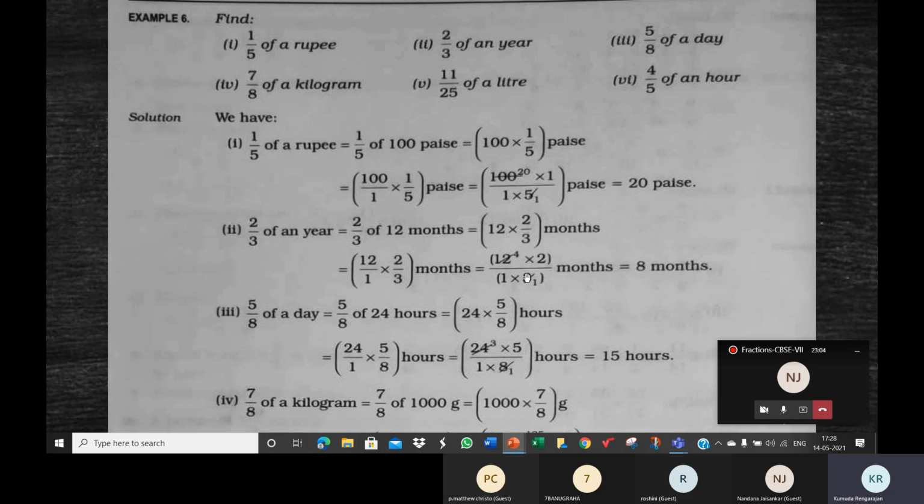3 and 12 can be simplified using the tables of 3. So we need to do that simplification. And then we have 4 and 2 in the numerator. So 4 into 2, 8. 1 into 1 is 1. 8 by 1 or 8 months.